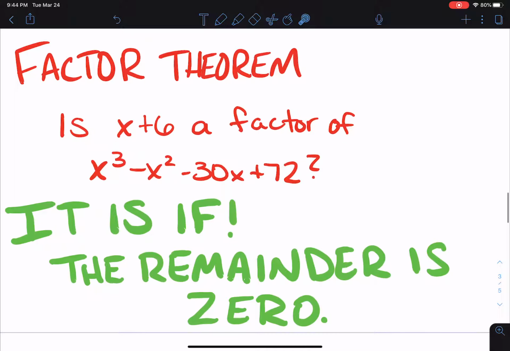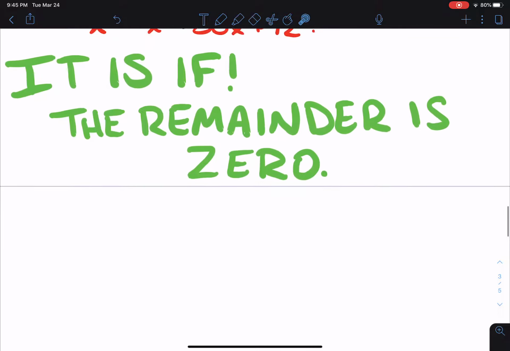So we want to do a similar thing, but what we're telling is if this binomial is a factor of this polynomial. A factor meaning like 2 and 3 are factors of 6. Can you multiply x plus 6 by something to get this polynomial? It is a factor if the remainder is 0. So whenever we do this, if the remainder is 0, then we can tell that it's a factor. Okay, so let's look at this.